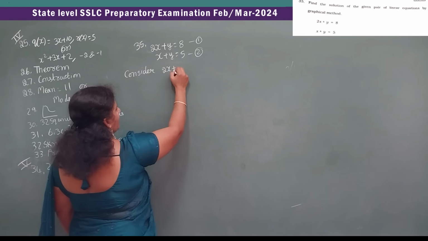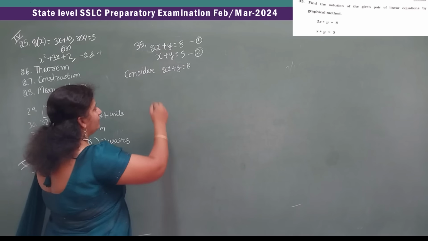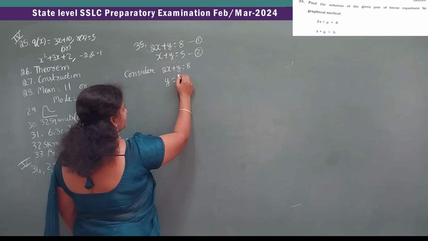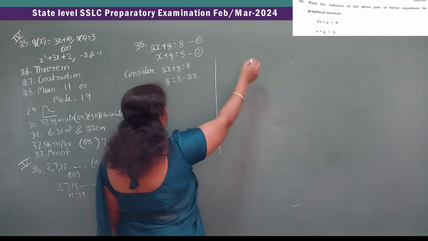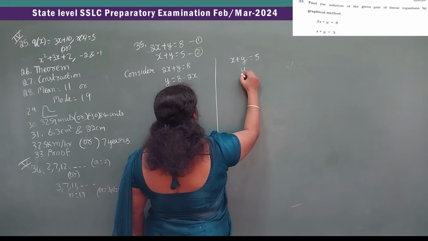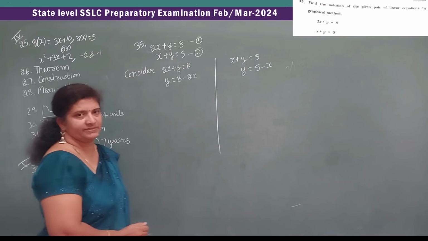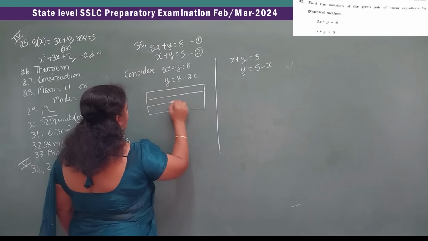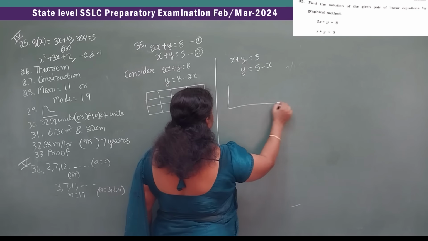Consider 2x plus y is equal to 8, the first equation. Now, rewrite this equation in the form of y. That is, y is equal to 8 minus 2x. Similarly, take another equation, x plus y is equal to 5. Write this one also in the form of y: y is equal to 5 minus x. Take a box having 3 rows and minimum 4 columns on either side.